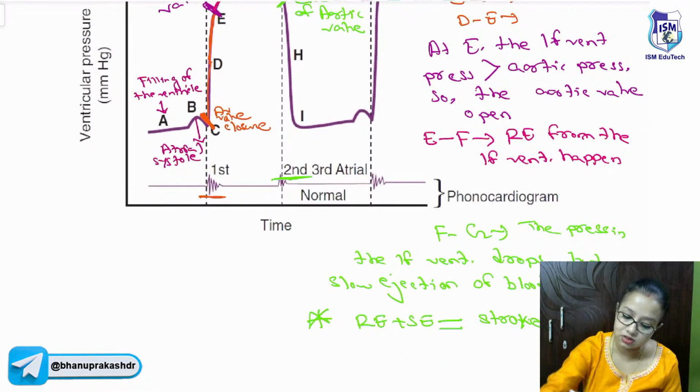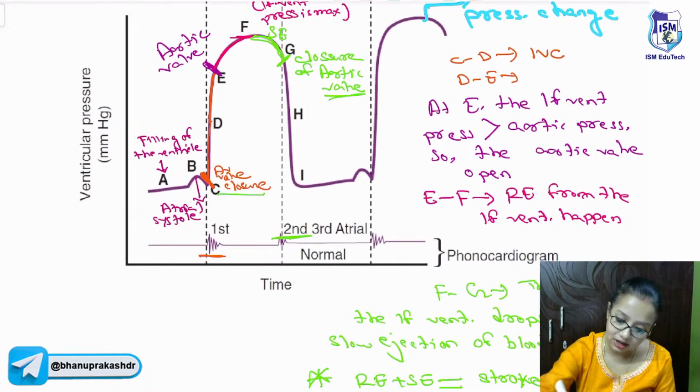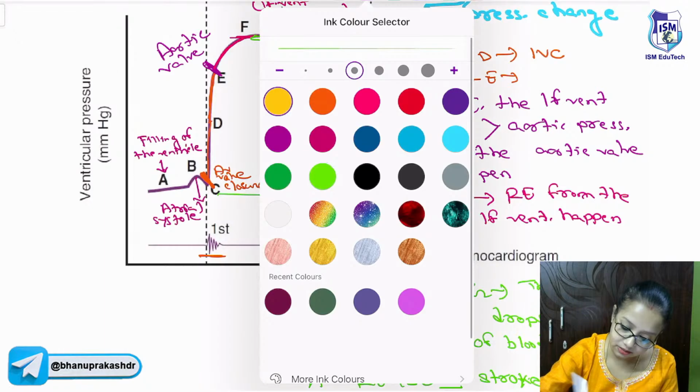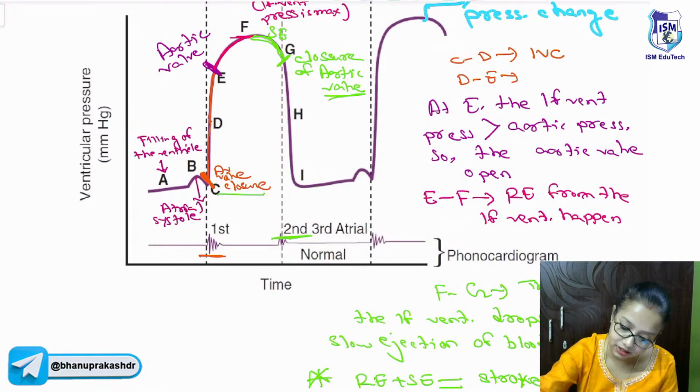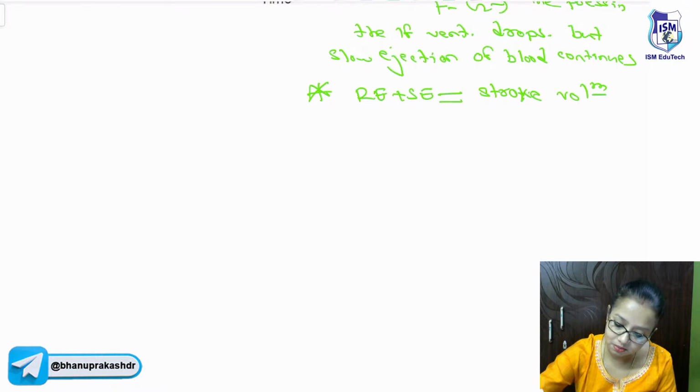Now, once again you see at C, the AV valves were closed and now the aortic valves are closed. Now, once again, the ventricle is a closed chamber. So, hereafter, from the point G to H all the way till I, there is a drop in the pressure.